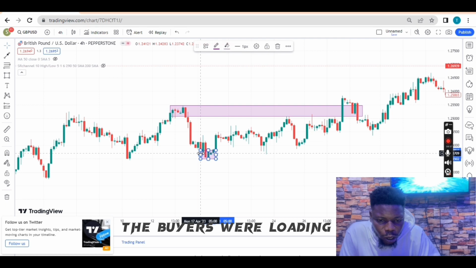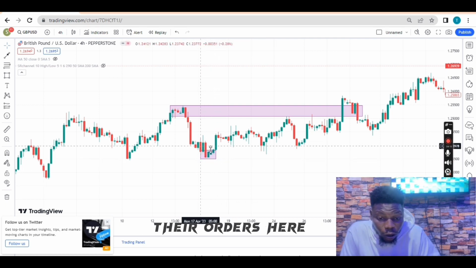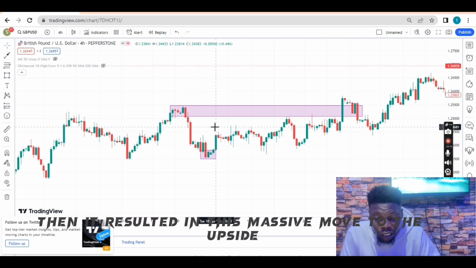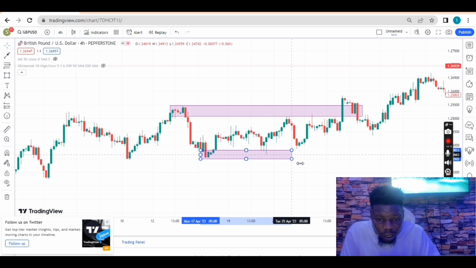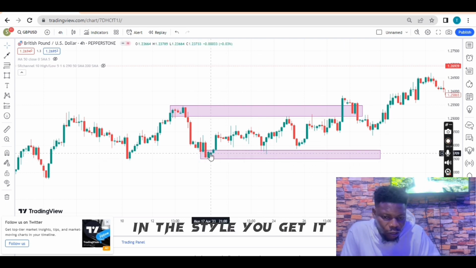The big banks and the buyers were loading their orders here. Then it resulted in this massive move to the upside. You can see. So this is our real demand zone. You understand? You get it?